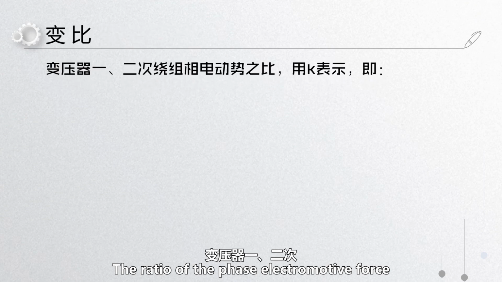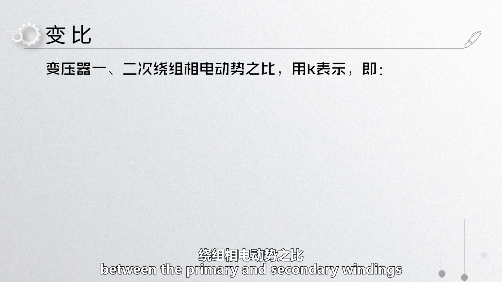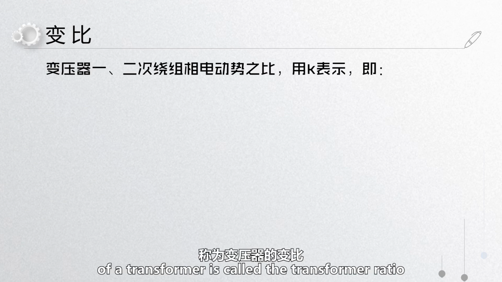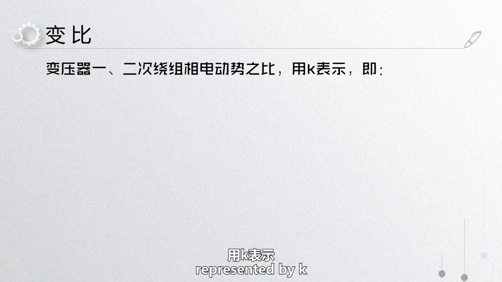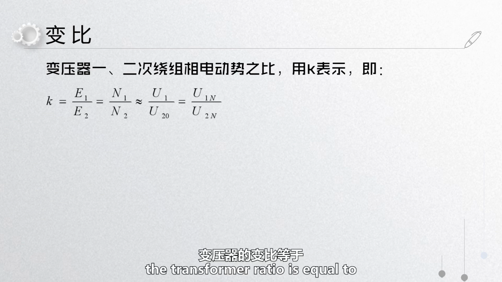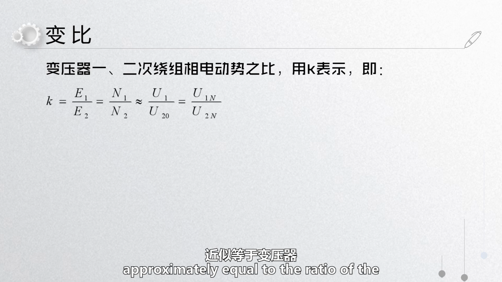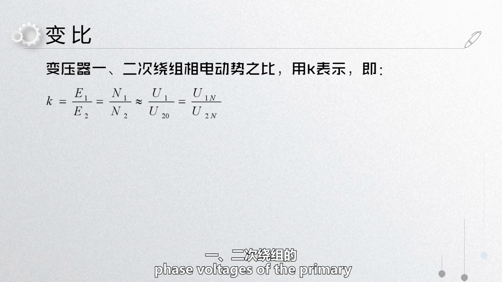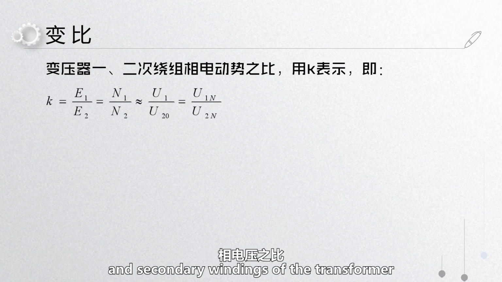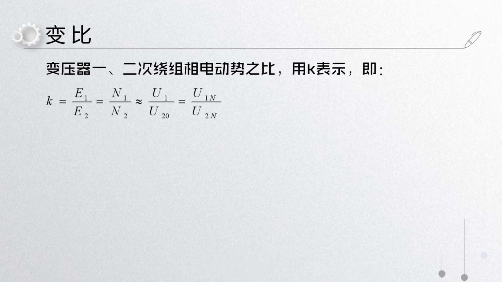The ratio of the phase electromotive force between the primary and secondary windings of a transformer is called the transformer ratio, represented by K. That is, the transformer ratio is equal to the turns ratio of the primary and secondary windings, approximately equal to the ratio of the phase voltages of the primary and the secondary windings of the transformer.